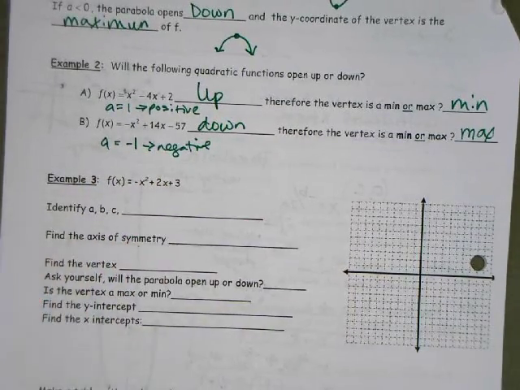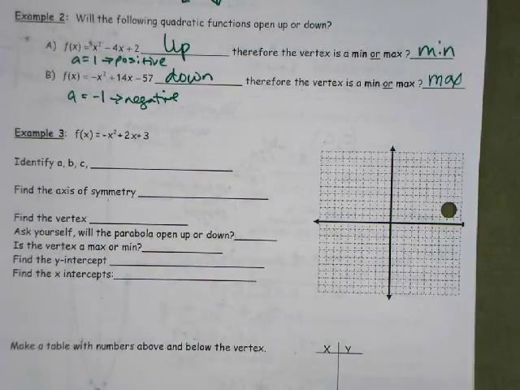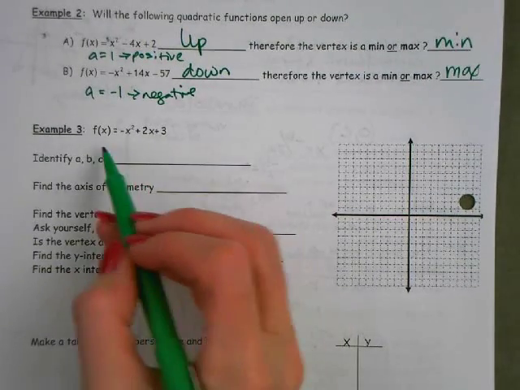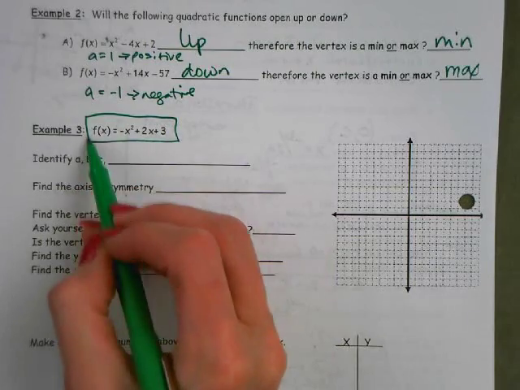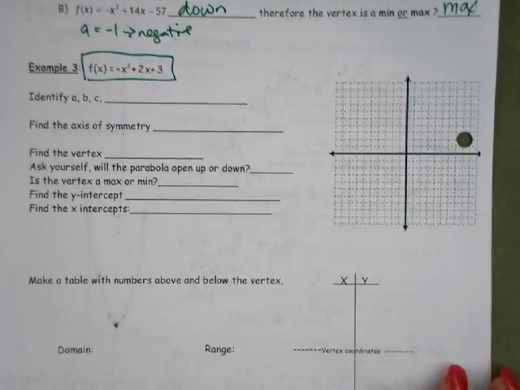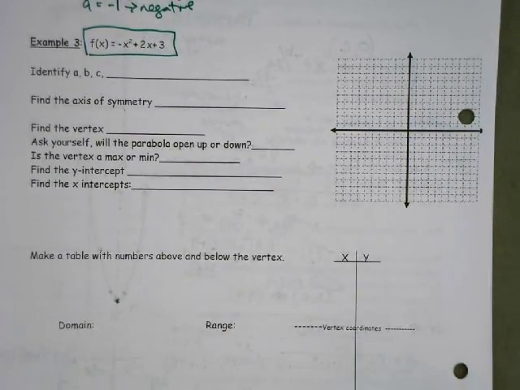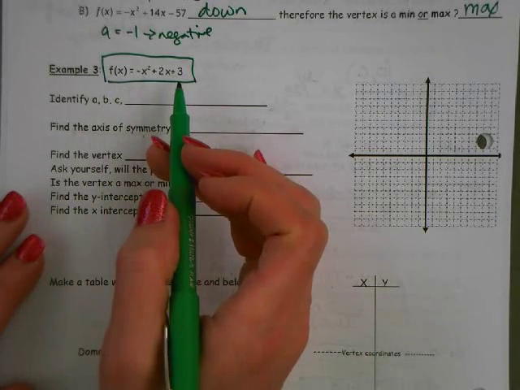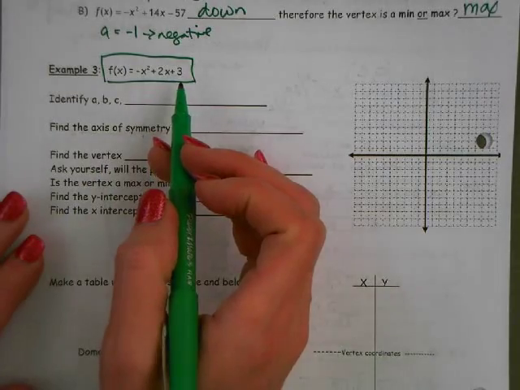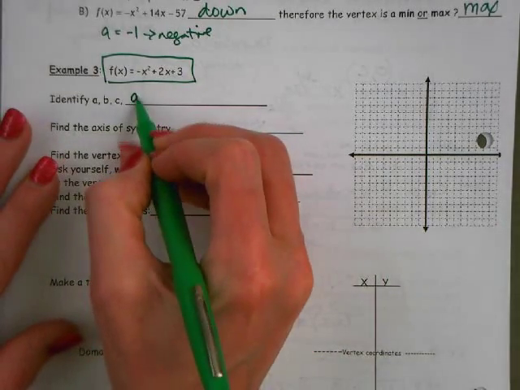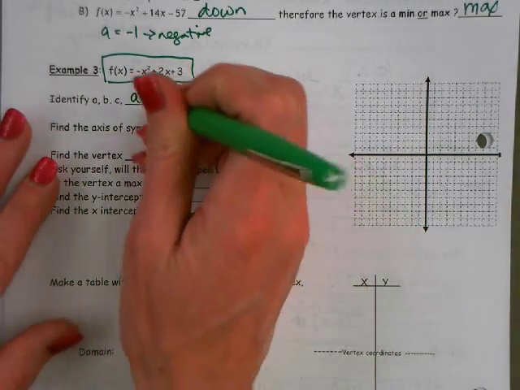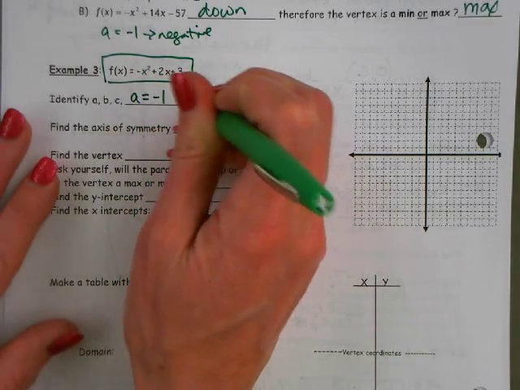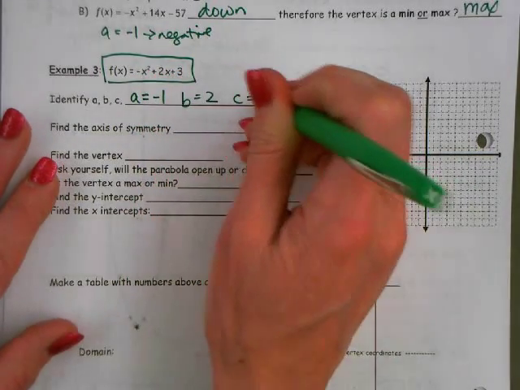Alright, here we have this example. I want you to try this one on your own, referring to what we just did. Go ahead and try this one and see how you do. First of all, is it in standard form? Yes. So then a is what? Negative 1. b is what? 2. And c is what? 3. Now we need to find the axis of symmetry.